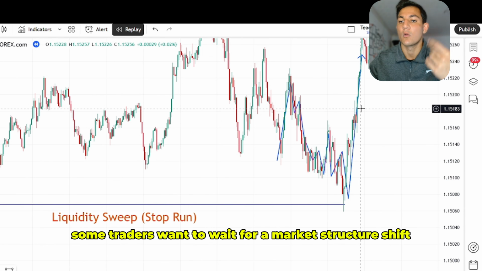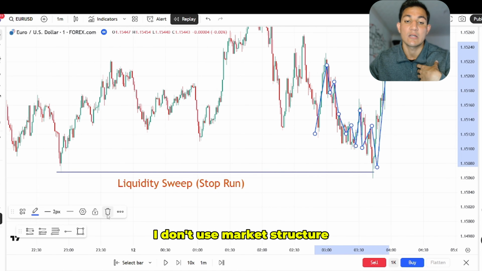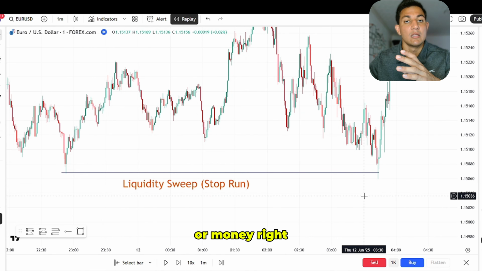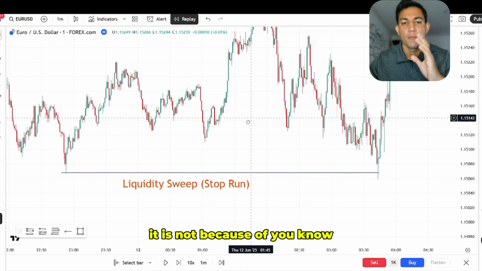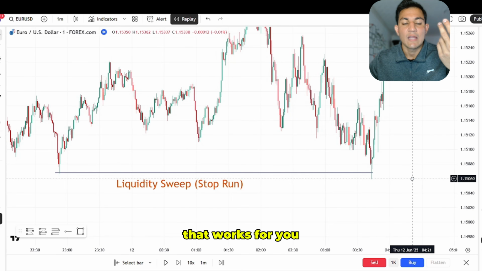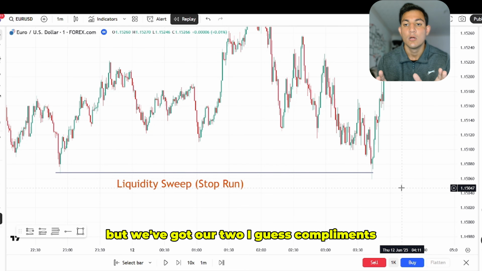Now, some traders want to wait for a market structure shift. I don't use market structure. Like I said, the only reason these markets move is for liquidity or money, right? It is not because of a body closing above an old high or whatever. But if that works for you, that works for you.